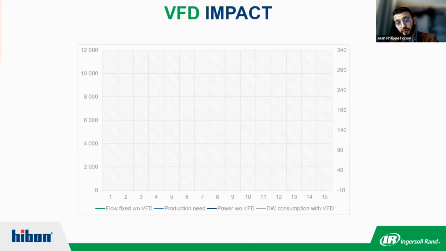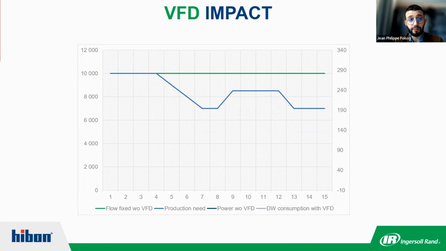Last point on the optimization will be regarding the VFD itself. So let's focus on the first curve that you are seeing. It's a fixed flow at 10,000 cubic meters per hour. This is the vacuum pump that you can find in any case. The blue curve is the production need that is changing for several events, and we'll see that. I just took the application of the pulp and paper market for you to understand. This is the fixed power, because there is no change. The machine is always giving the same performances, same vacuum level, and nothing changes.